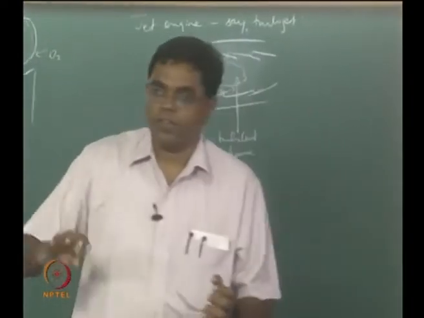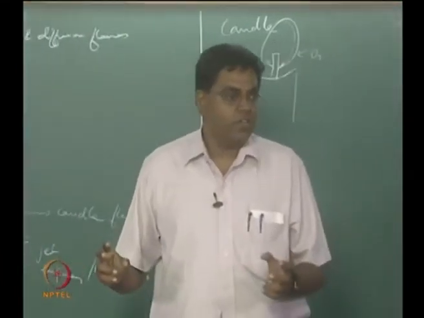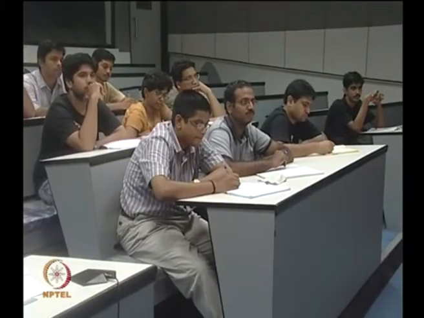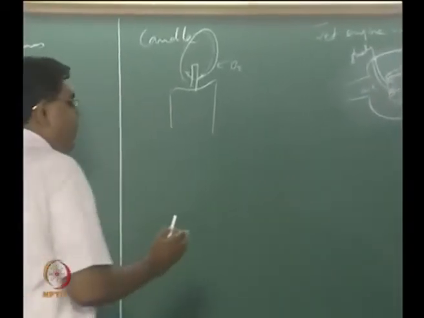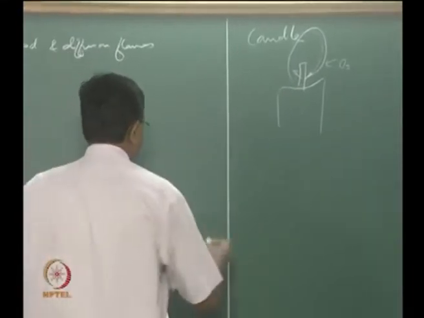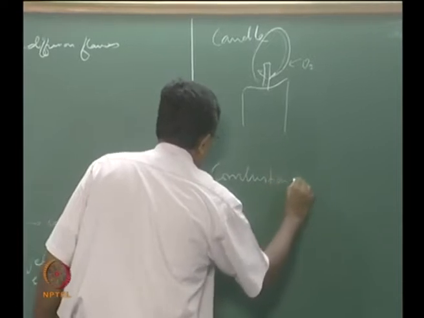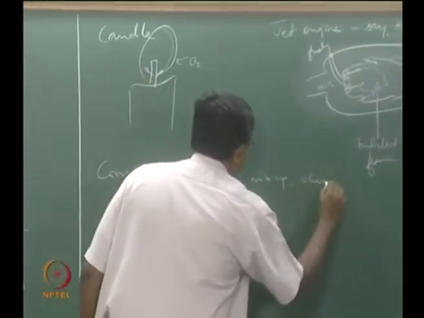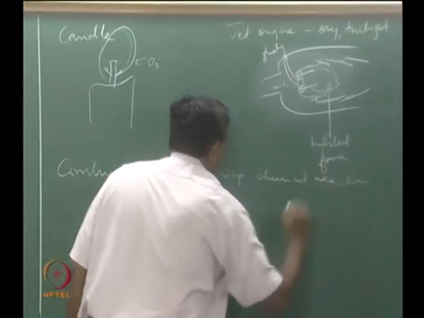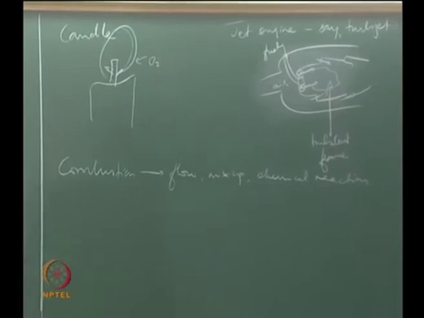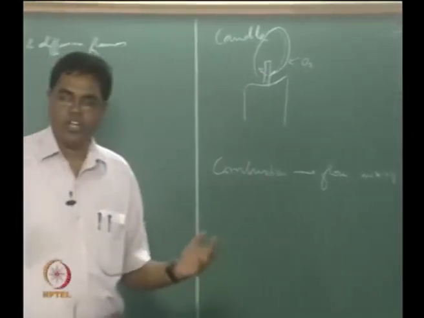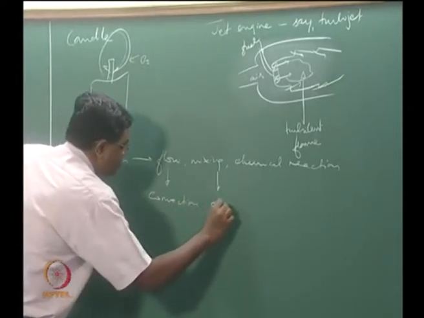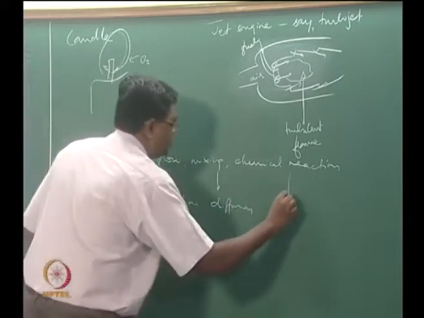So one of the things we're talking about is flow. The other is mixing, and the third one is reaction. There is a chemical reaction that goes on. So effectively, we are talking about three major things that we should keep in mind when looking at combustion. Combustion basically means flow, mixing, and chemical reaction. In slightly more technical jargon, we could say this is convection, diffusion, and reaction.